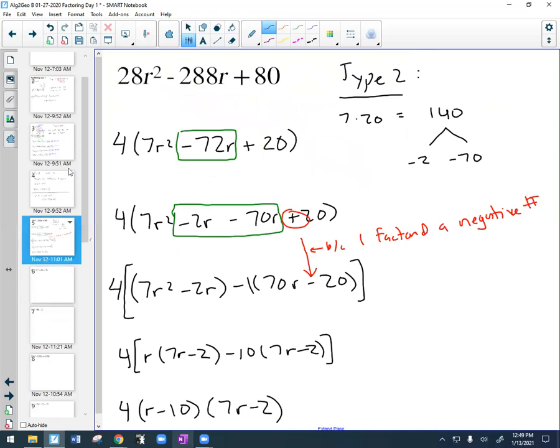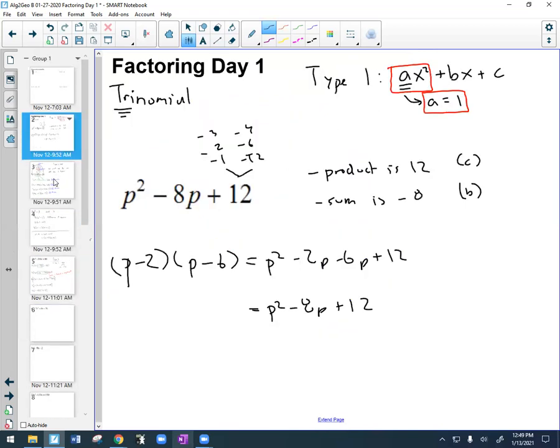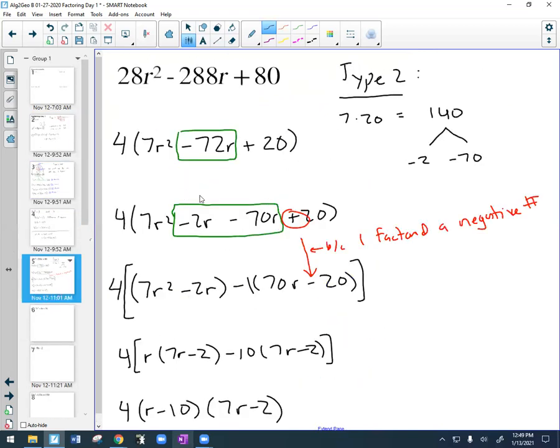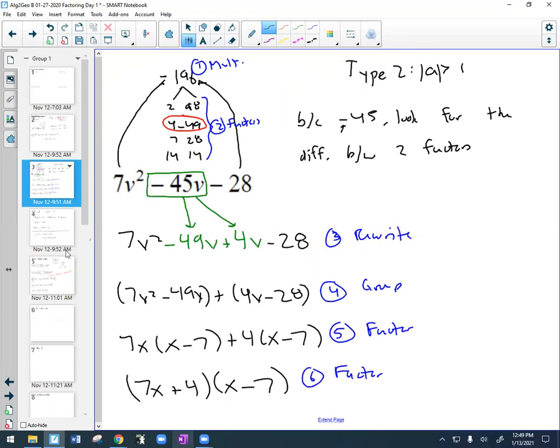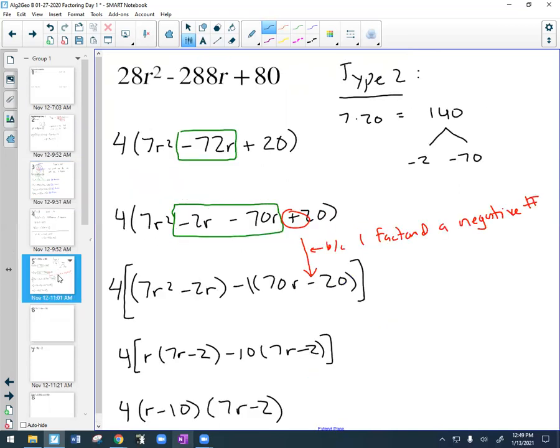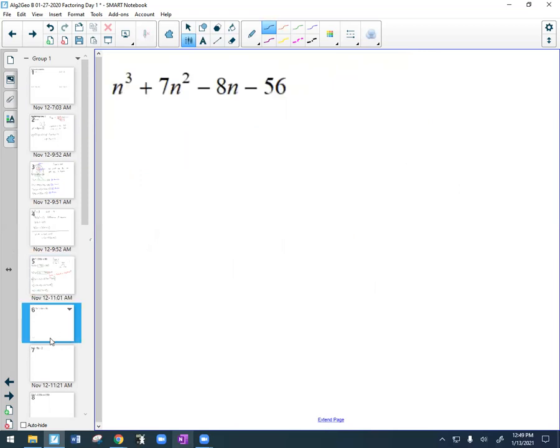So that's the two different kinds of trinomial factoring. If you've already seen this, you might have a different technique for this, which is totally fine. But if you haven't, or you've forgotten, you can use my way. My way works every time. So it's pretty special.